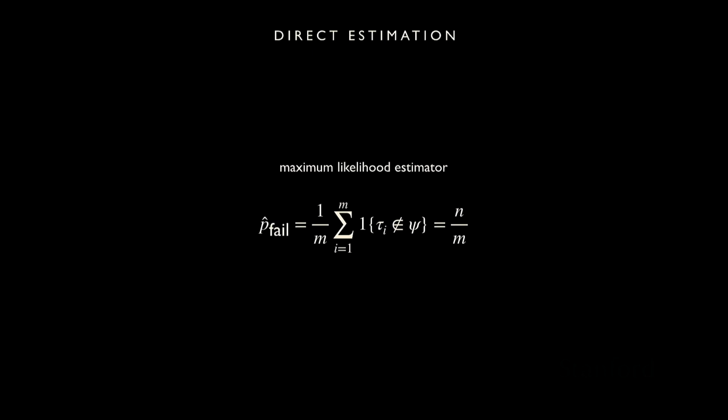If I came up to you on the street and said, here's a bunch of data, tell me what you think the probability of failure is, this is probably what you would do. You would just take the number of failure trajectories and divide it by the total number of trajectories that I gave you. That's the maximum likelihood estimate.